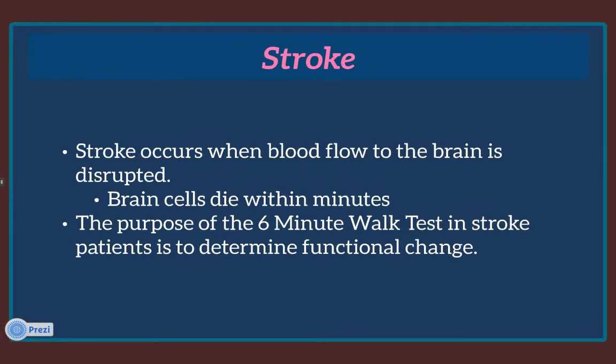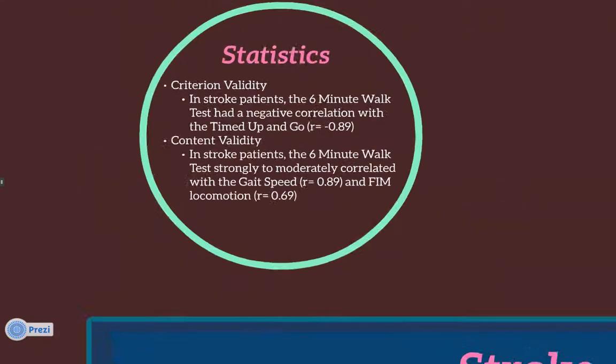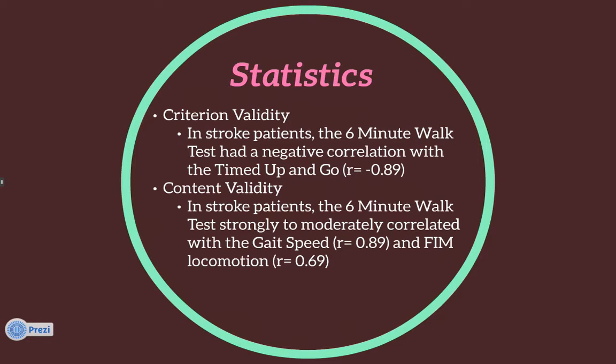Lastly, the stroke patient population is another group that the 6-minute walk test can be used for. Similar to all the other populations, the 6-minute walk test is used to determine functional change within this population. Several kinds of validity have a strong correlation with the 6-minute walk test. Criterion validity showed that in stroke patients, the 6-minute walk test had a negative correlation with the timed up and go, with a correlation of negative 0.89.